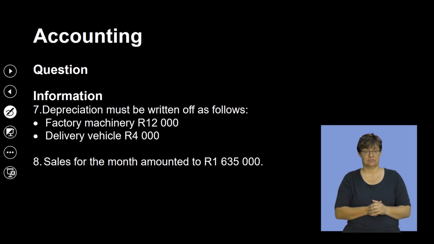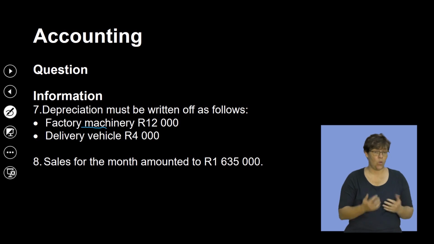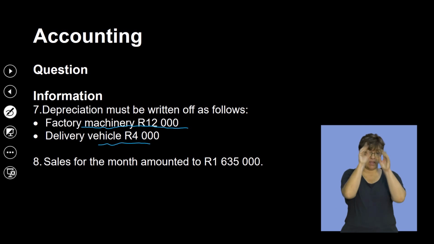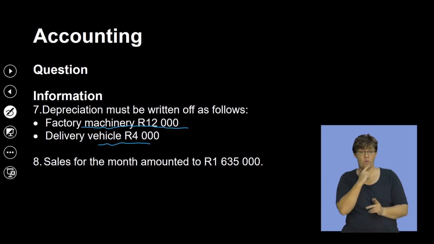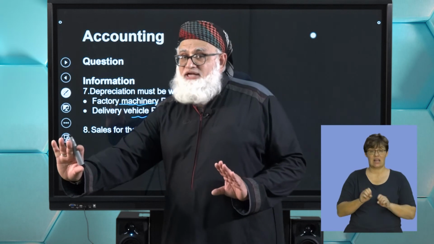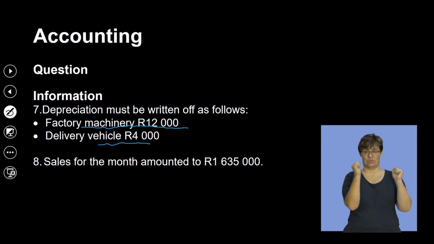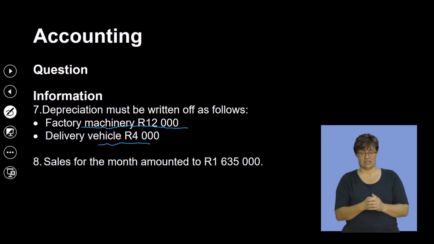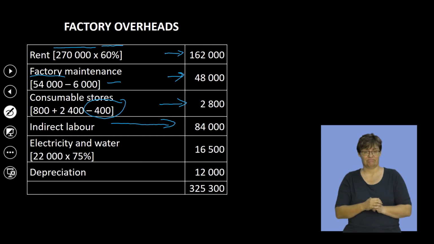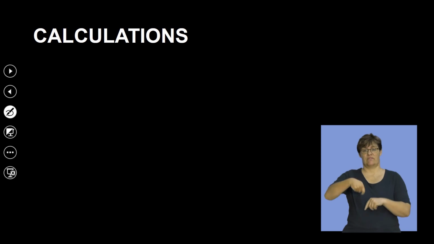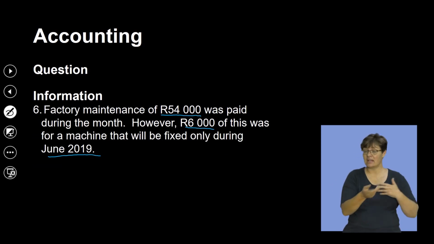Okay, next one. We are told depreciation must be written off as follows. Factory machinery, 12,000 rand. Delivery vehicle, 4,000. Be careful. Anything dealing with delivery, selling and distribution, no impact on the factory. We're only interested in the factory machinery, 12,000 rand. Therefore, if you look at this one here, you will see you bring in your depreciation of your factory at 12,000 rand.